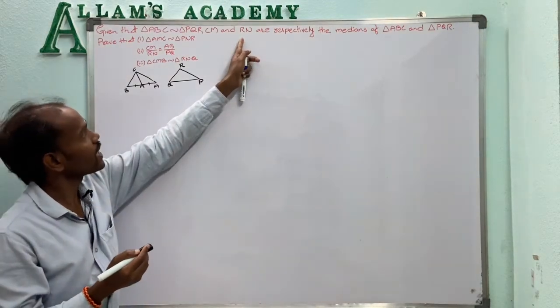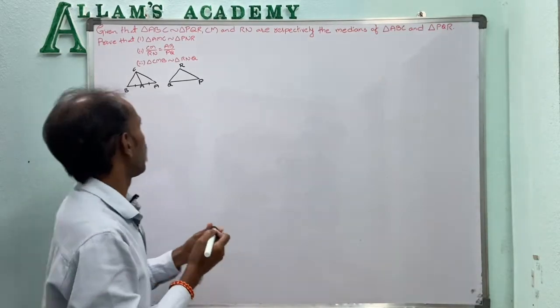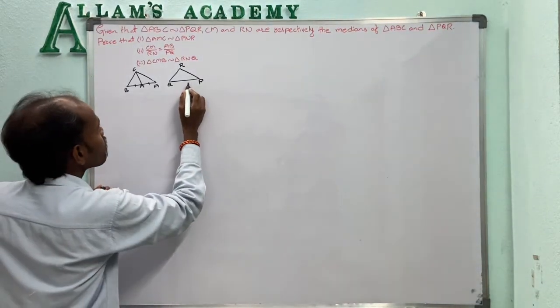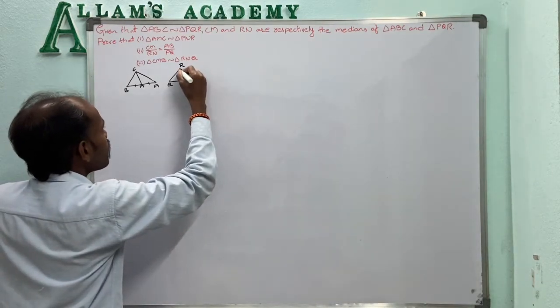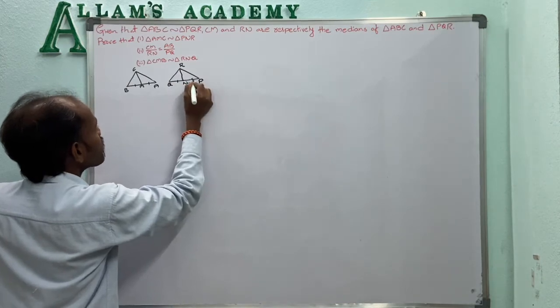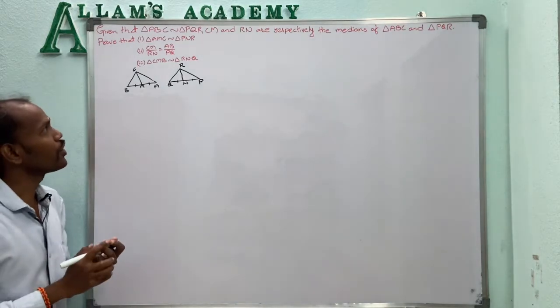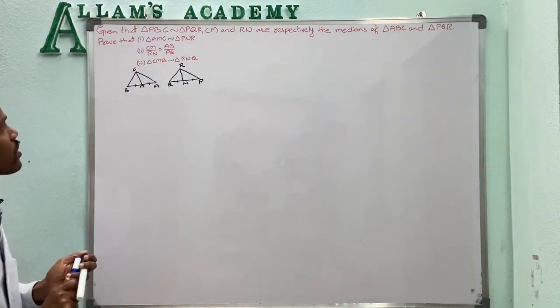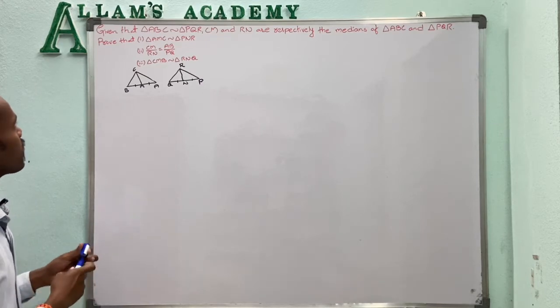Similarly, RN is the median of triangle PQR. So here is the midpoint: N is the midpoint of side PQ. Okay, so first, for solving this, what is the given information that we will write?